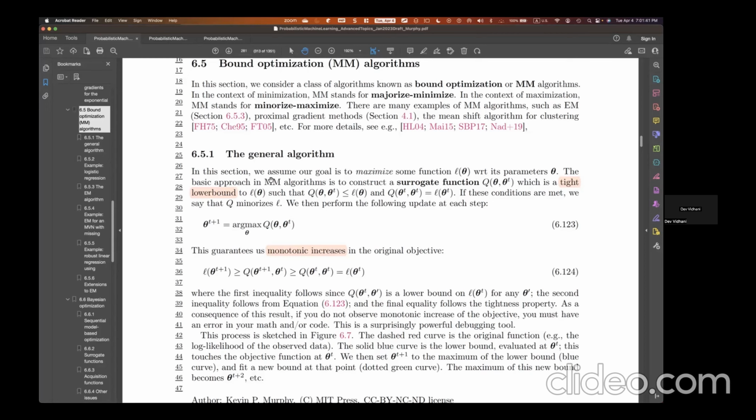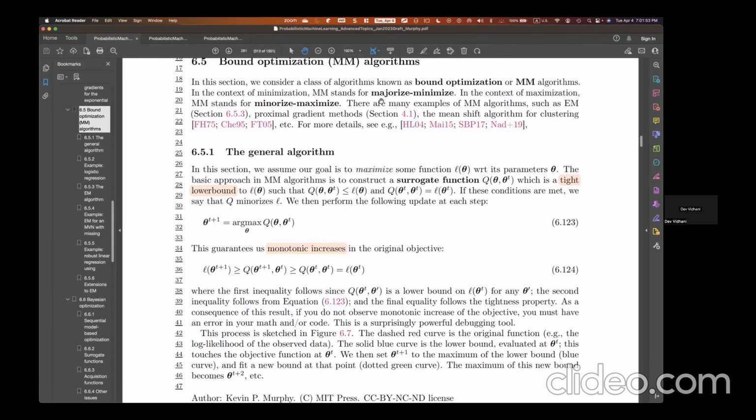So the new category of optimization in this section is the bound optimizations. That is also called MM algorithms, because you do either the maximization or the minimization of your surrogate function. If it is minimization, the MM stands for majorize minimize. If it is maximization, then it's called minorize maximize. EM is what we cover in this book. There are others as well, like mean shift algorithms for clustering and so on and so forth.